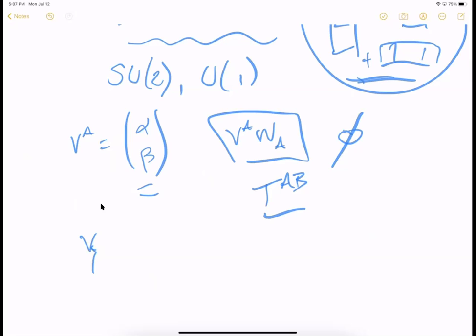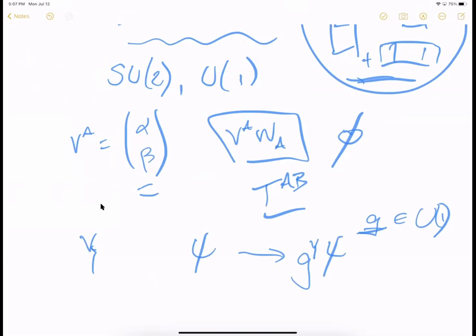So if we have a field that has hypercharge Y, then under transformation, if we have a group element G that's an element of our U(1), then G is going to act Y times. So it's just a factor. It's going to act Y times on a field of hypercharge Y.